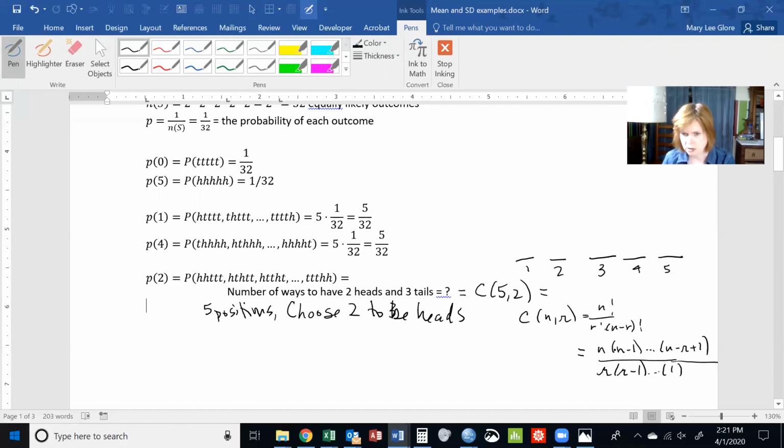Okay. So here I'm going to start with n, so this is going to be 5 times 4 divided by r factorial, which is 2 times 1. So this is 20 over 2, which is 10. So there's 10 ways to roll 2 heads and 3 tails. And then I'm going to multiply those times 1 over 32. I get 10 over 32.